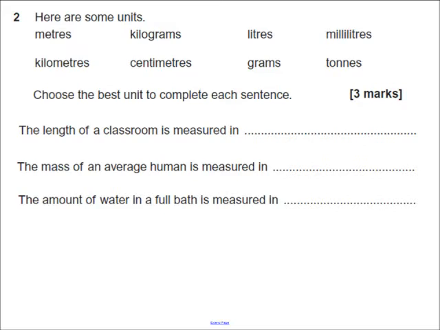Question 2 is about using the appropriate units, and it lists a load of units for you. It's asking you to choose the best unit to complete each sentence. The first question says the length of a classroom is measured in, and I would measure this in metres. The second question says the mass of an average human is measured in, and I would say it's kilograms. And then finally, the amount of water in a full bath is measured in litres, because it's quite a large amount.